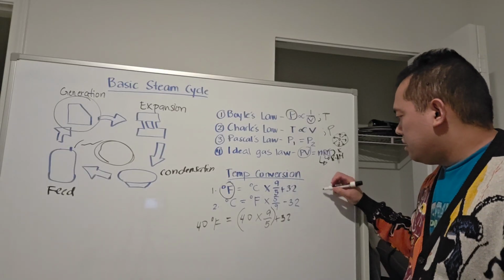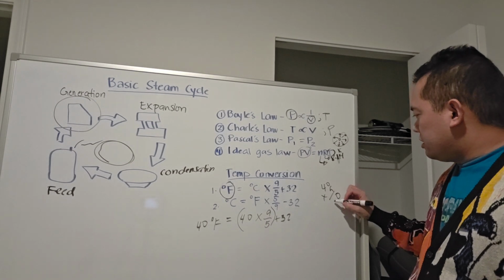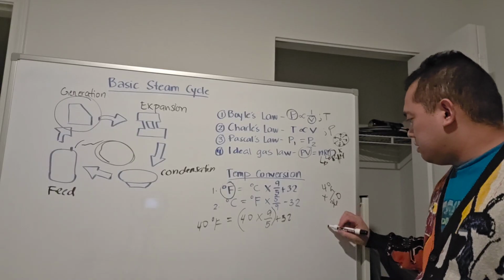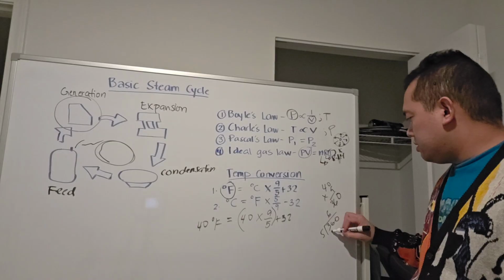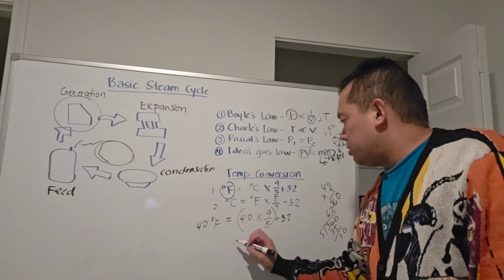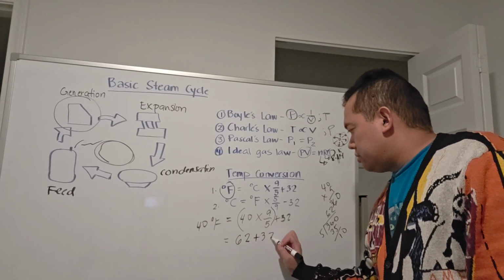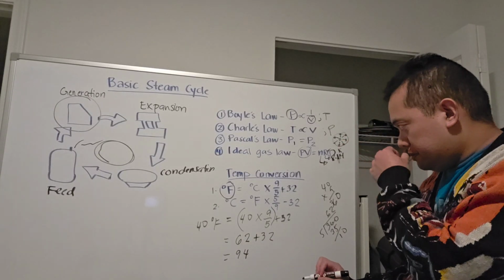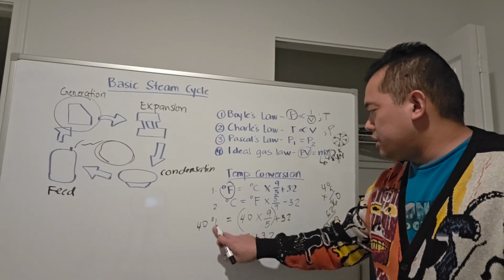I don't have a calculator, so I'm gonna do it on my own. So 40 times 9, so 360, over 5, so 72. Alright, so it's equal to 72 plus 32. So that would be equal to 104 degrees Fahrenheit. I'm sorry, it's supposed to be Celsius over here.